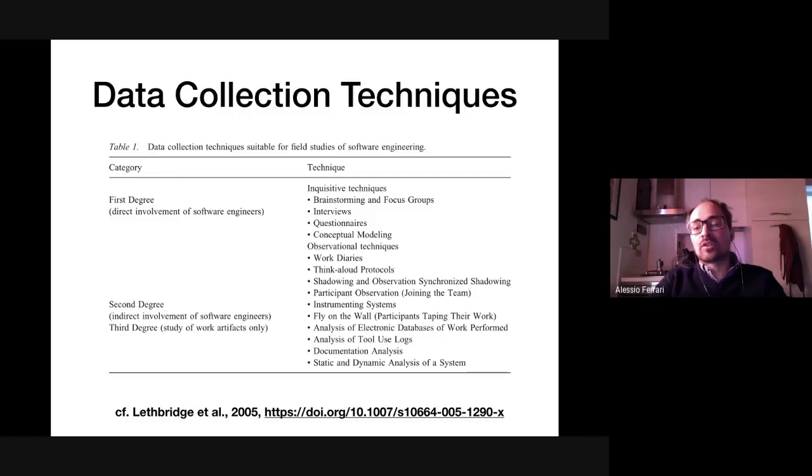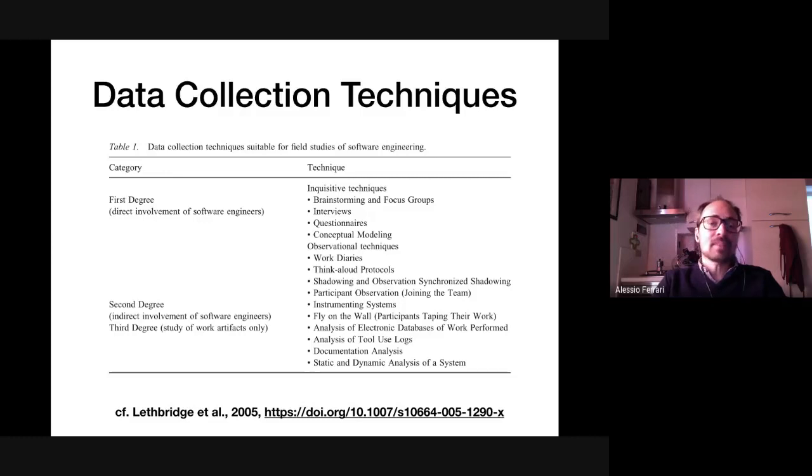And then we will see also in the next lectures in detail something more about interviews, questionnaires, and maybe, if there is time, about mining software repositories that is related to static and dynamic analysis of systems. Because this article is from 2005, it is very complete, but some names changed because some trends in recent literature and technologies have emerged in the latest years. I will point you to the new term to refer to the same old things.